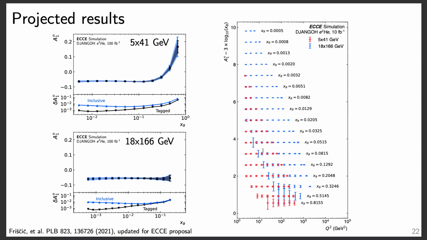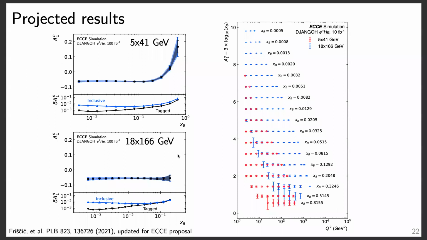And so on the left two are the A1N that you get at two different center of mass energies. So one is 5 GeV electrons on 41 GeV helium. The bottom one is 18 GeV electrons on 166 GeV helium. And what I want to draw your attention to is just how large the difference is between the uncertainty from the inclusive case and the uncertainty from the tagged case. They're very large improvements in what you're able to do.